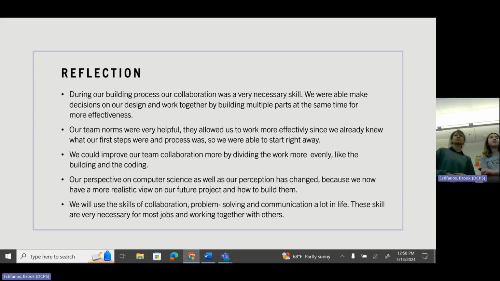Our perspective on computer science as a career has changed because now we have a more realistic view on the future and how to build things. We will use skills of collaboration, problem solving, and communication a lot in life. These skills are very necessary for most jobs and working together.